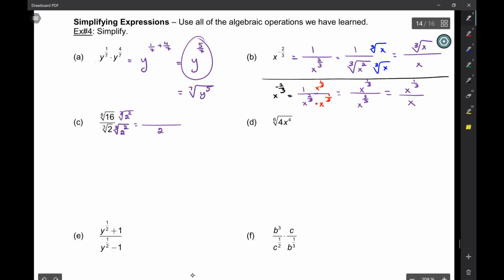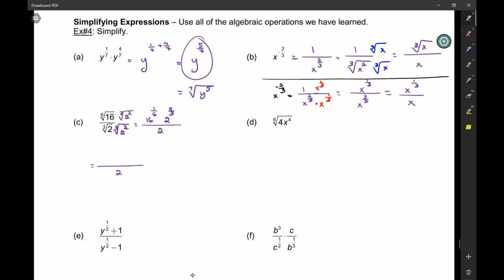You know what? Why don't we write these in exponent form? Can we do that? Let's do 16 to the power of 1 over 6. And let's do 2 to the power of 2 over 3. All right. So now, I have a 2 on the bottom. Take a look at that 16. Everything else has a base of 2.